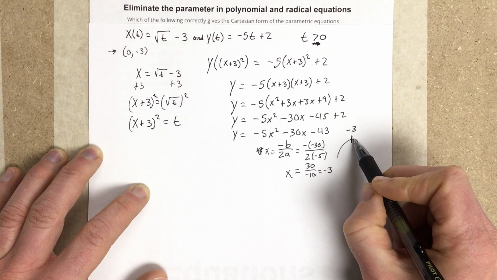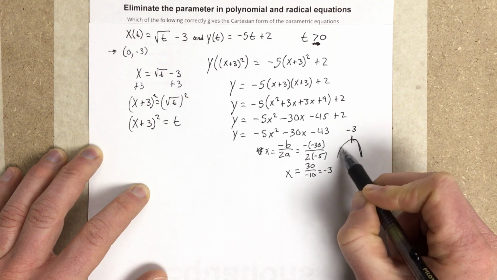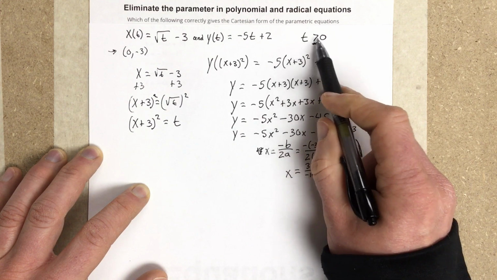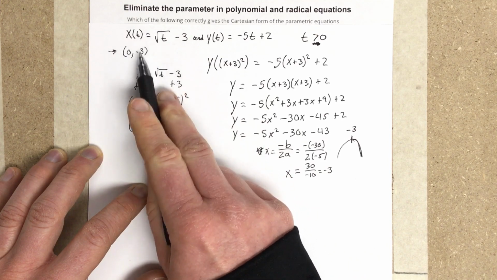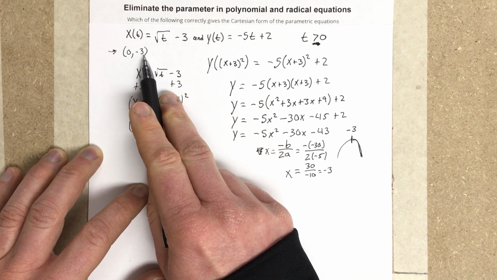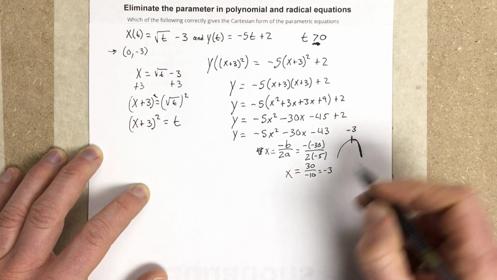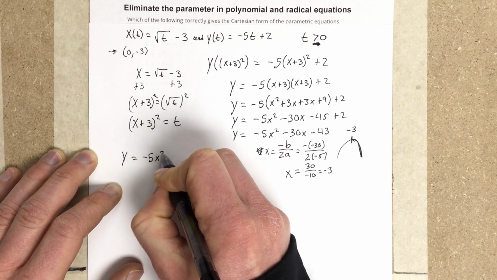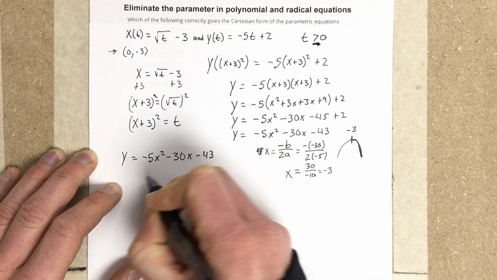We would need to make sure that we stay just on the right half of the parabola, because if we go on the left half, x would be negative 4, negative 5, which would be where t is less than 0, and we can't have that because we looked up here, and when we plugged 0 in for t, our smallest value that we could get for x was negative 3. So we've got to make sure we're on the right half of this parabola. So our answer would be y equals negative 5x squared minus 30x minus 43, but it would be the right half.